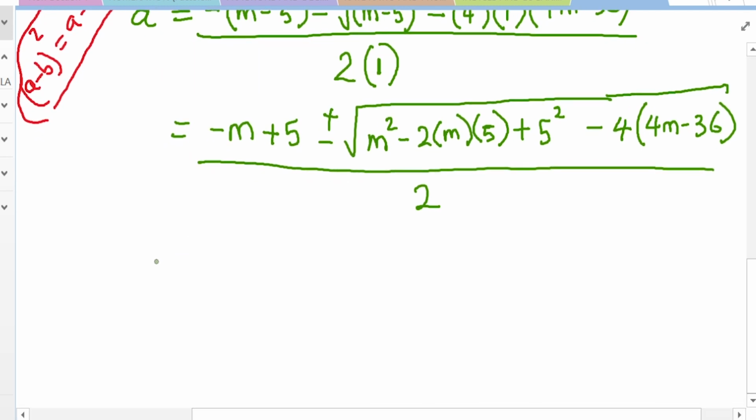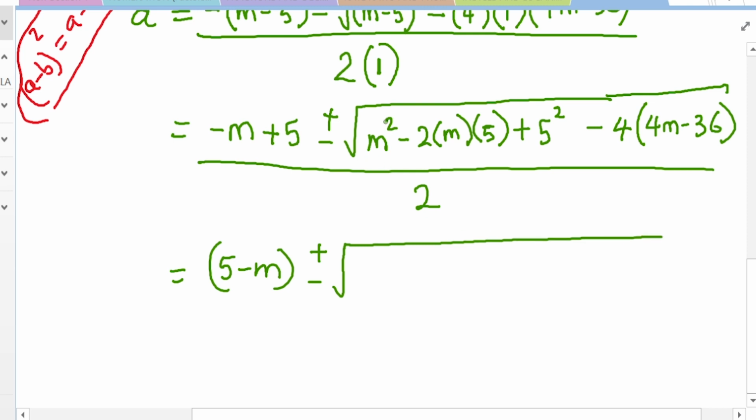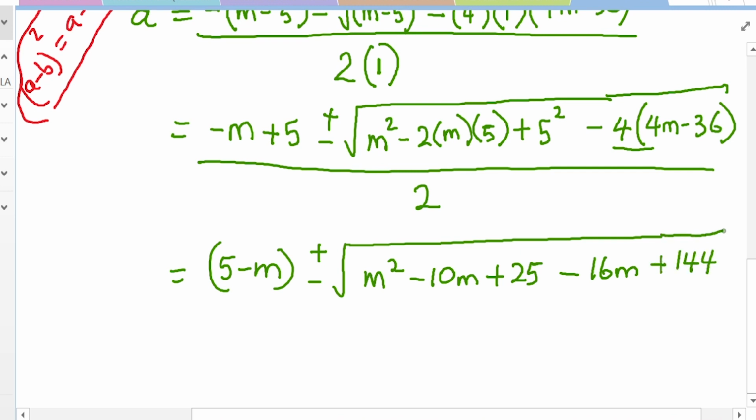The next step is going to be negative 5 plus m, which is the same as 5 minus m, like that, plus or minus under the square root of, this is m squared, this is minus 10m plus 25. Minus 4 times 4 is 16, so it's minus 16m. Then negative 4 times negative 36 is going to give us positive 144. Divide all this by 2.